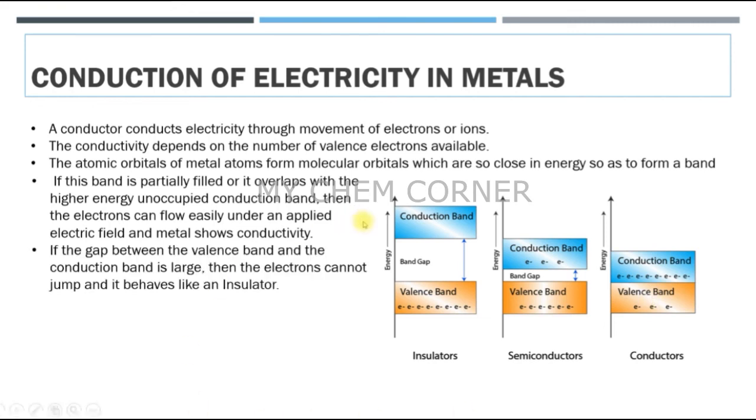But if the gap is too large, just like how you see for insulators, where the gap between the conduction and the valence band is more, in this case there is no way the electrons can jump. So here you will see the behavior of an insulator, which means they will not conduct electricity.